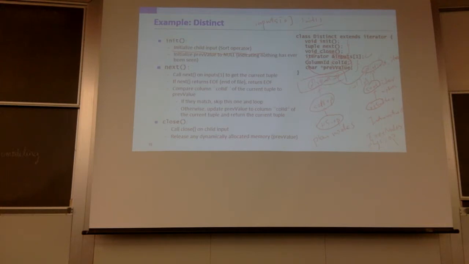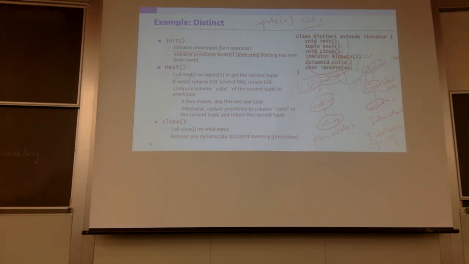If the current one is not equal to the previous one, then you return the current one because it's not a duplicate. But if the current one equals the previous one, then it's a duplicate, so you don't actually return that. You repeatedly fetch the next tuple from your child until you find one that doesn't compare equal to the previous one. Okay? So that's basically the flow here.